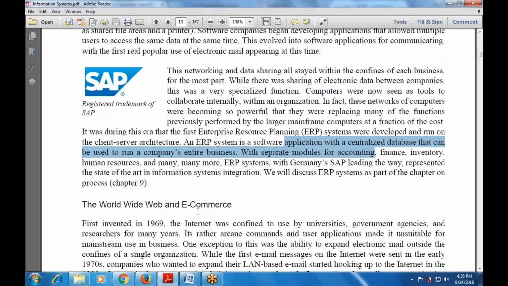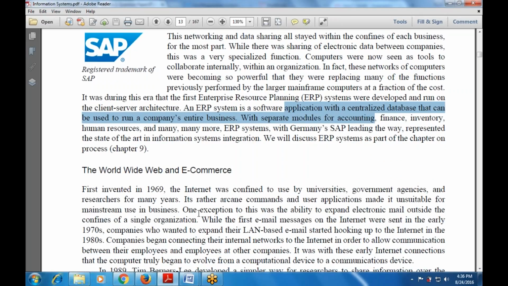Now the next one is the World Wide Web and e-commerce. Now what is the WWW and what is e-commerce over here? What is the WWW? That is the World Wide Web. When we search for information over the web, that is the World Wide Web. Any information can be gathered with the help of the WWW. That's why in the URL, in the address bar, we always mention www.google.com.